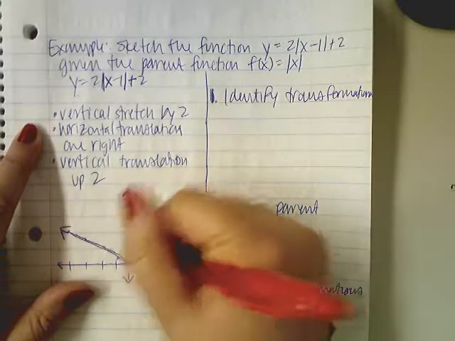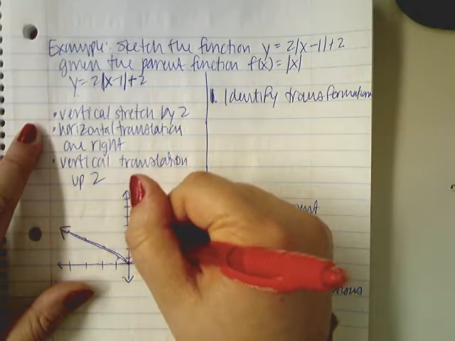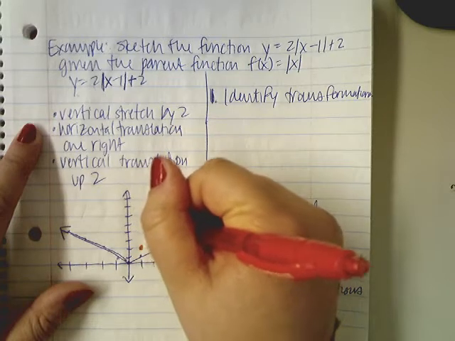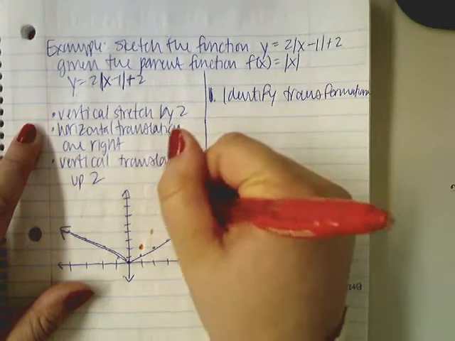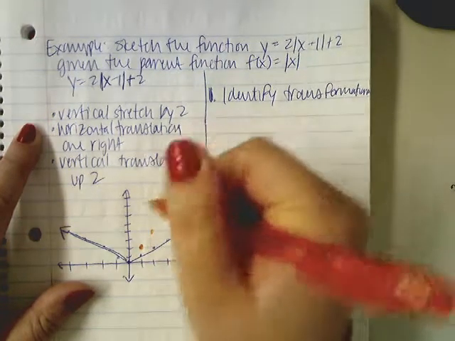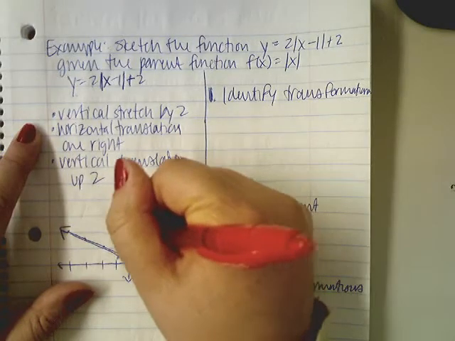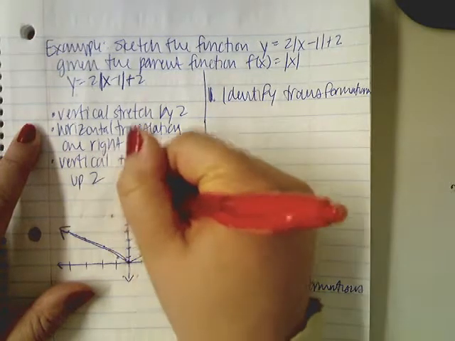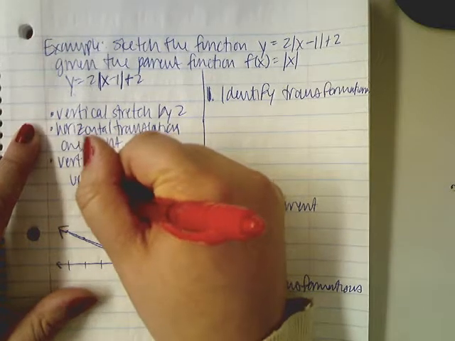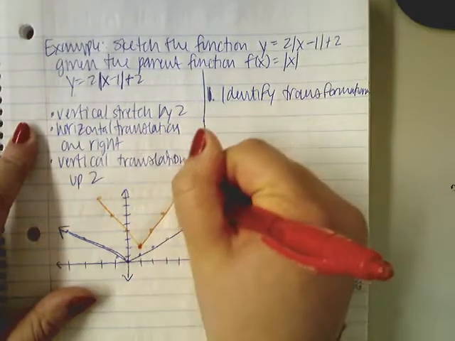So if my original function went up 1 over 1, I'm now going to go up 1, 2 over 1, up 1, 2 over 1. And I'm going to do the same in the other direction, 1, 2 over 1. And my new graph will look something like that.